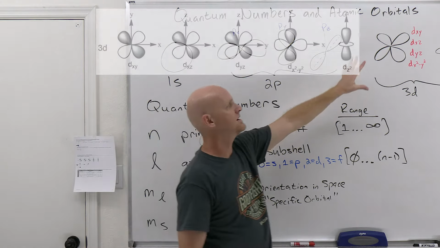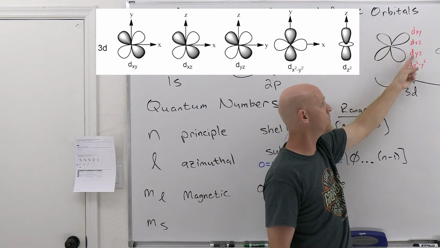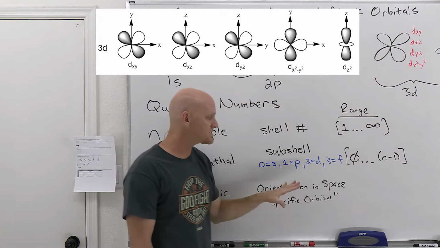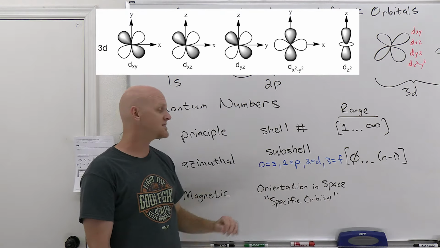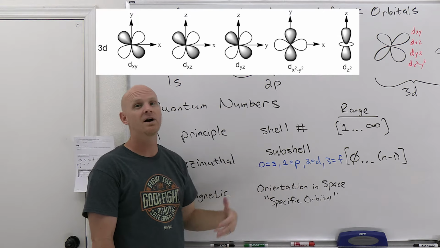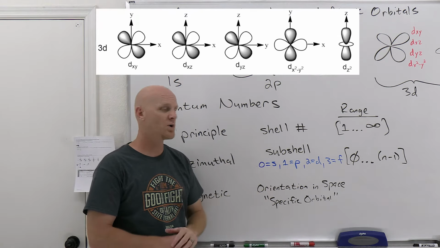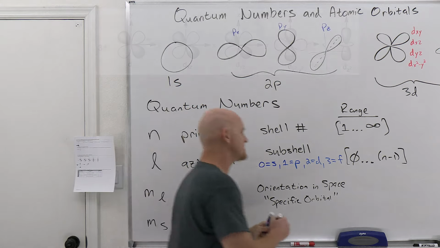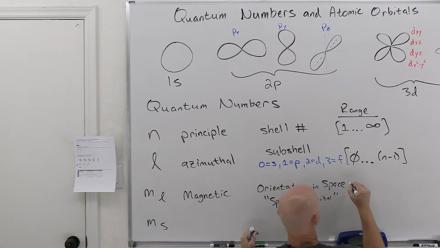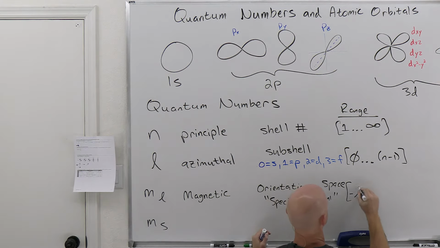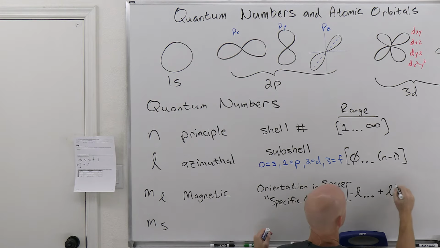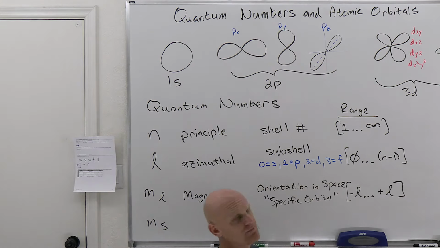Same thing with the d orbitals. They differ in their orientations in space. And so when m sub l specifies an orientation in space, it's actually specifying an orbital in whatever subshell you are in. And it turns out if we take a look at the range of values here, it goes from a minimum of negative l as an integer and all the integer values in between up to positive l.